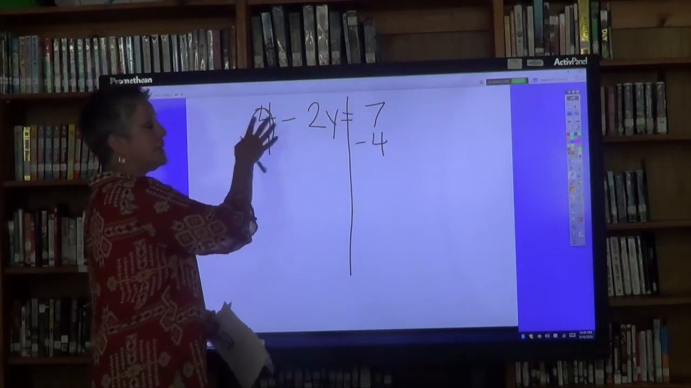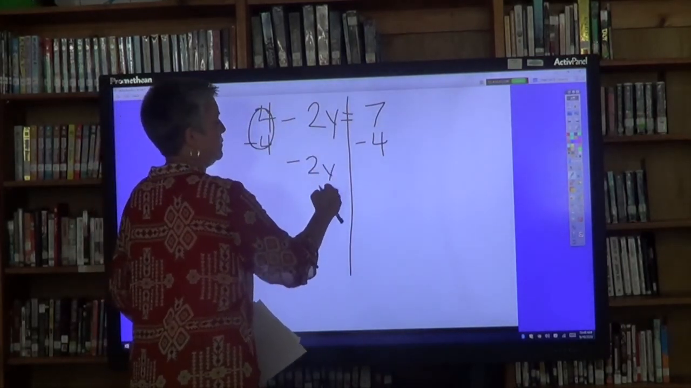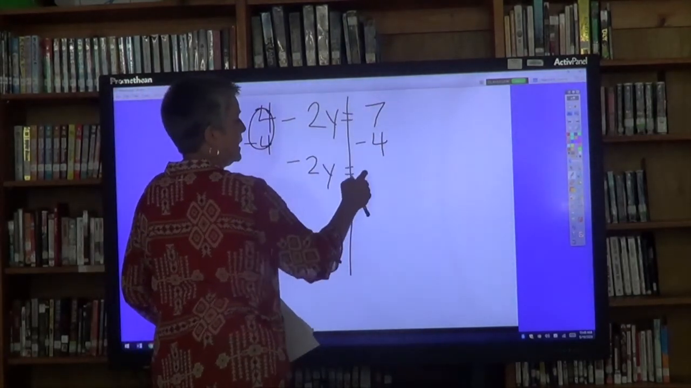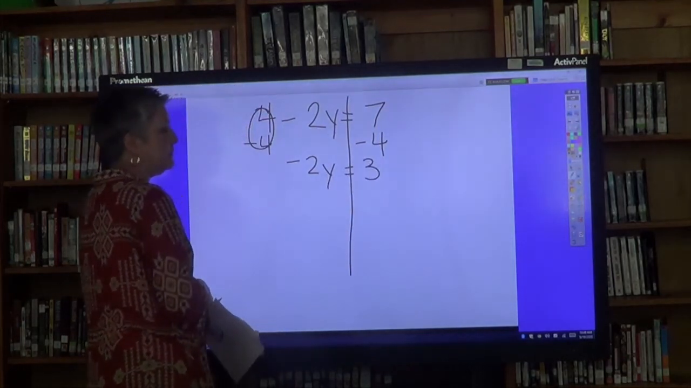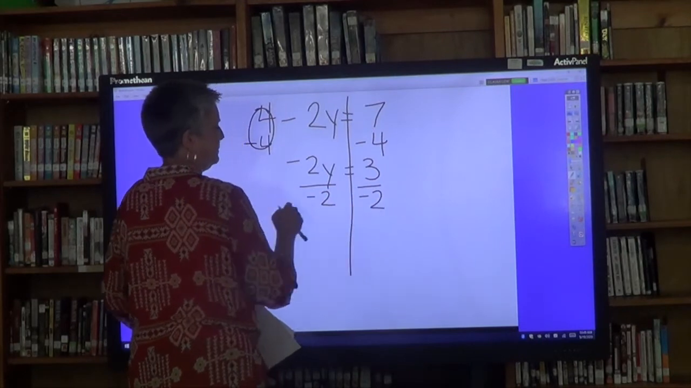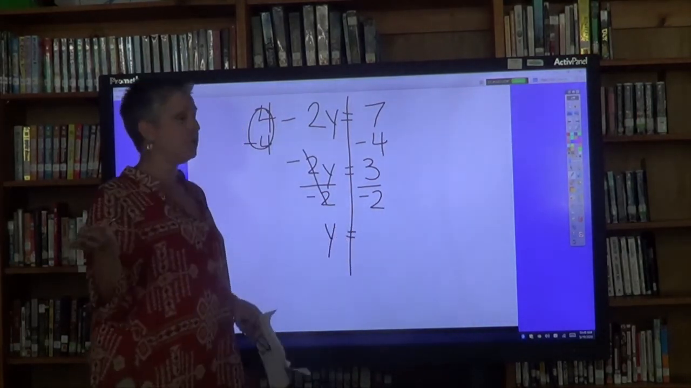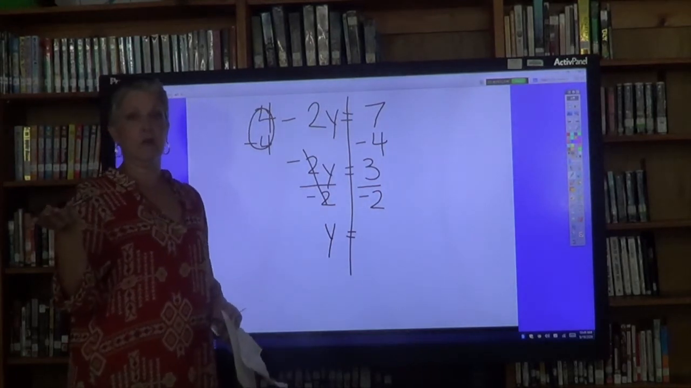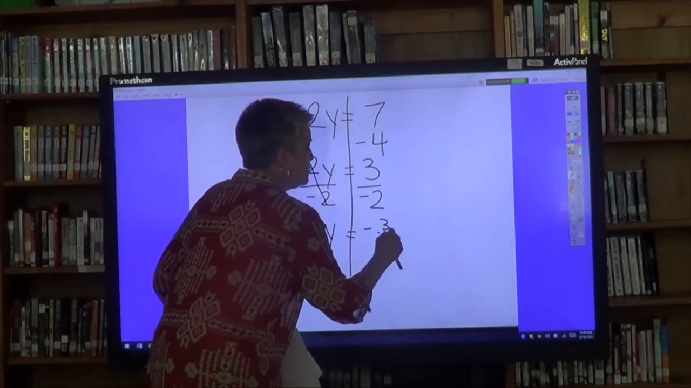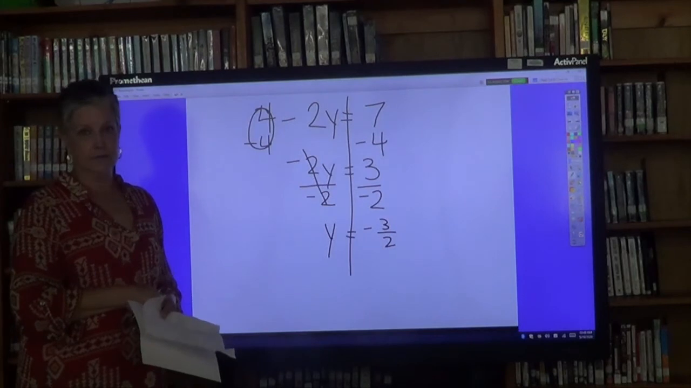What does that leave us here? This term goes away. We still have a negative 2y here. Don't lose that negative. Positive 7 and a negative 4 is 3. Divide both sides by negative 2. That divides out, gives us 1. But negative 2 won't go into 3. We're going to leave it as a fraction. It is simplified. There's not a common factor for our 3 and our 2, so y equals negative 3/2.